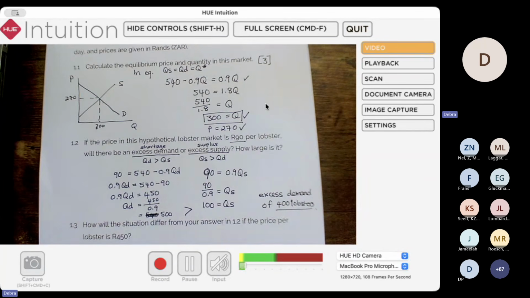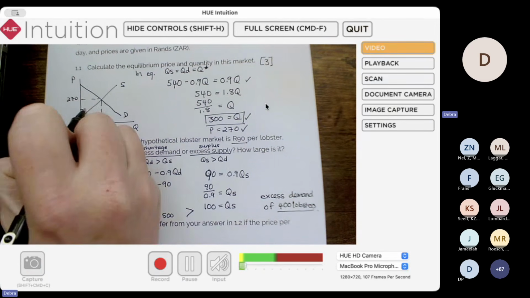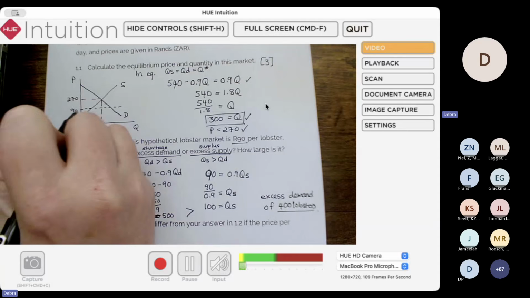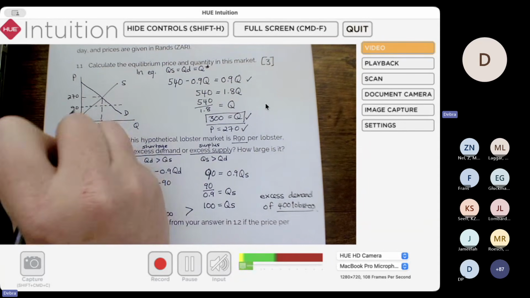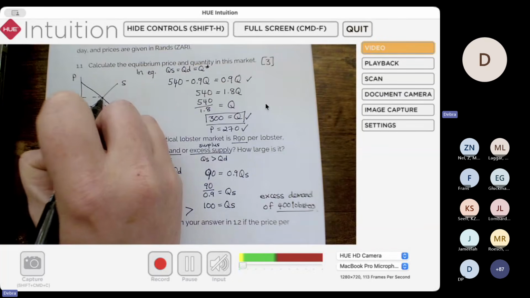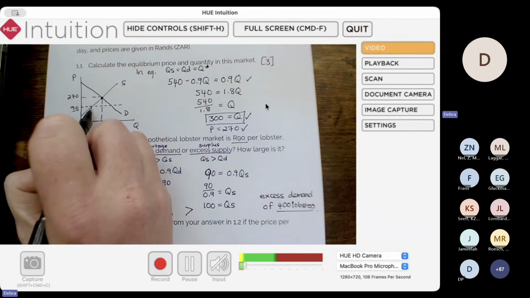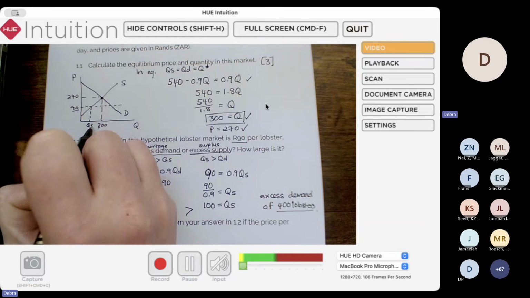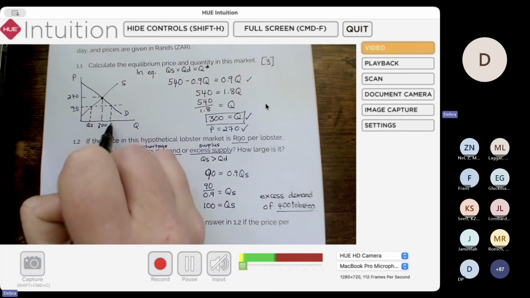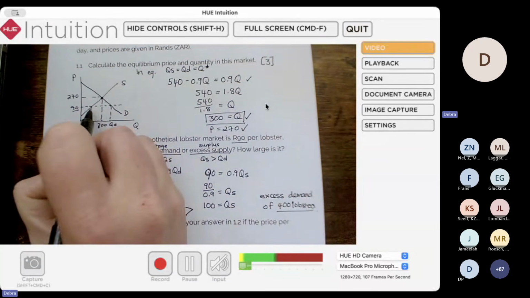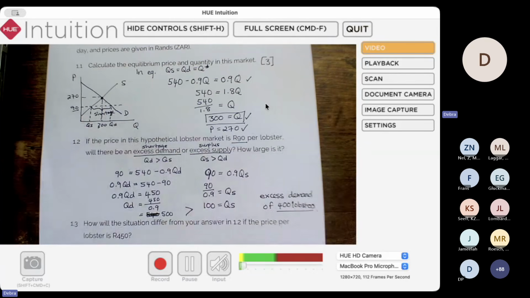Now, I should have expected to get that answer, because if I go back to the picture here, and just draw in a very rough idea of 90, what you would see is that a price of 90 is below the market equilibrium price of 270. At 90 Rand, this would be the quantity supplied. And at 90 Rand, this would be the quantity demanded. And so we should expect to get a shortage or an excess demand.